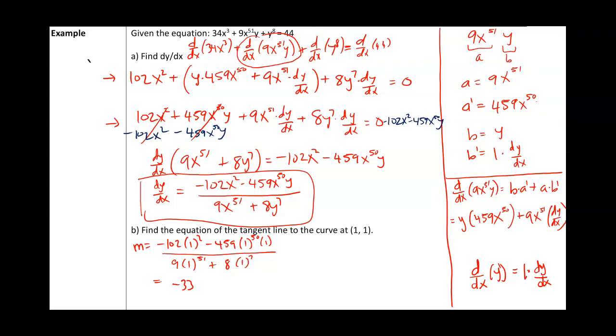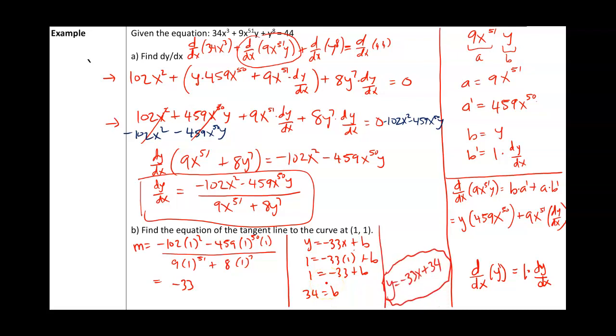So once again, think about this, come to class with questions. Oh, I'm sorry, we want the equation of the tangent line. So now we're going to plug in the slope to y equals mx plus b. The slope is negative 33. Replace the x and y with the point 1, 1, and we get b to be 34. So that's my equation of the line.